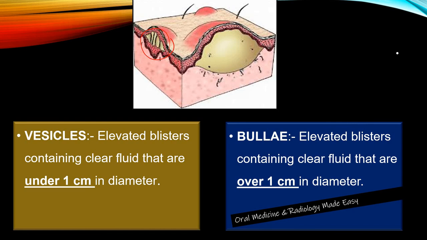One more difference is that most commonly vesicles are present within the epithelium, which is clearly visible here. Below the vesicle there is epithelium, and above the vesicle also there is epithelium. Whereas in the case of bulla, it has lifted the epithelium and is present below the epithelium. So vesicles are intraepithelial, bullae are subepithelial. But both vesicles and bullae contain clear fluid. Suppose you find a blister and it contains pus, you can't call it a vesicle or bulla. Vesicles and bullae should have clear fluid.